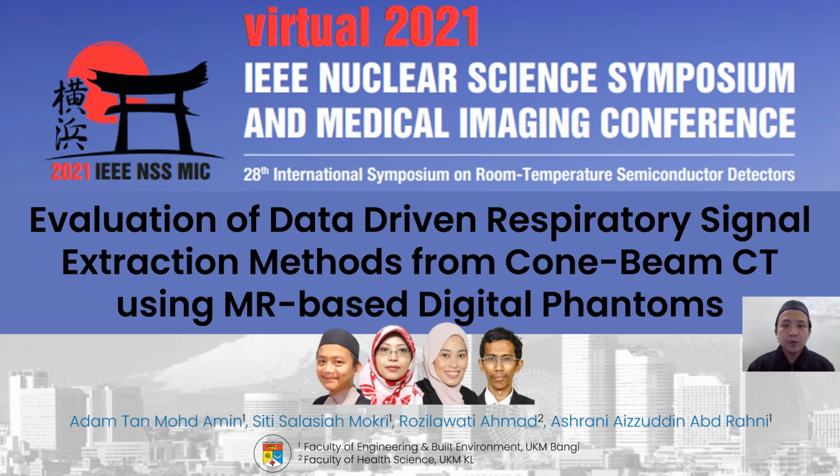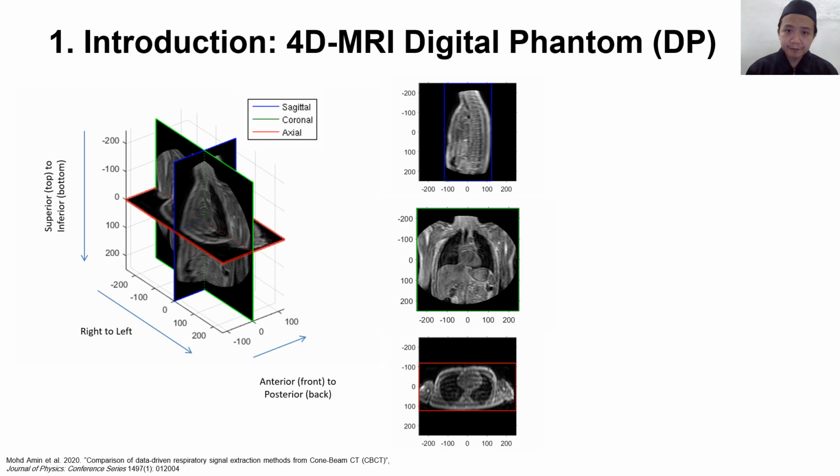In this work, we want to evaluate the performance of 4 data-driven methods to extract respiratory signal from cone beam CT projection images using MR-based digital phantoms. As an introduction, previously we managed to develop a methodology to generate a 4D digital phantom using 4D MRI data.